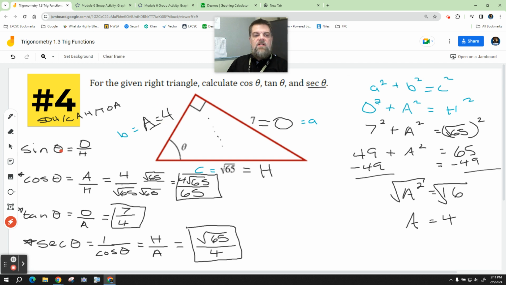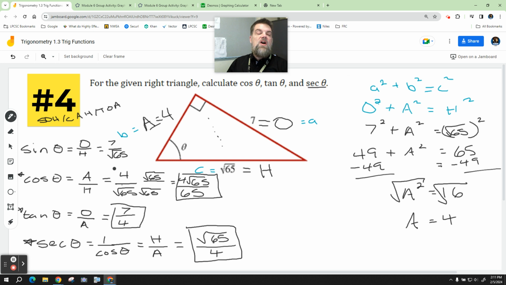So sine of that angle represents just whatever the number, like if I were to plug this in, and let's start here. What's the length of the opposite side? 7. What's the length of the hypotenuse? Square root of 65. That's it. We're just plugging it in.